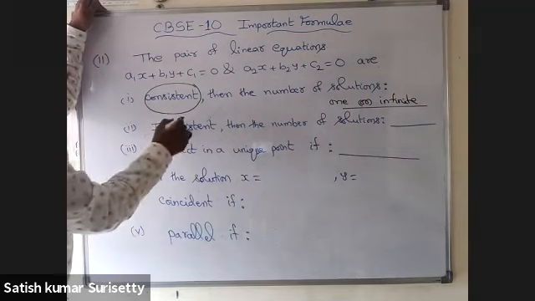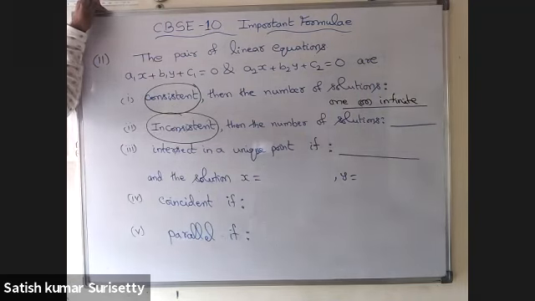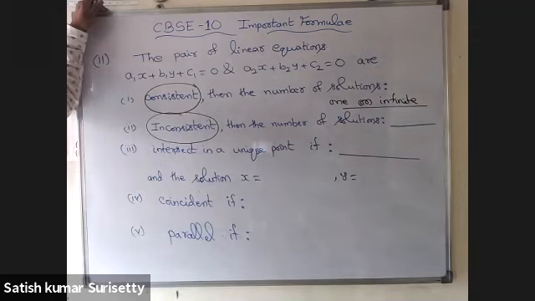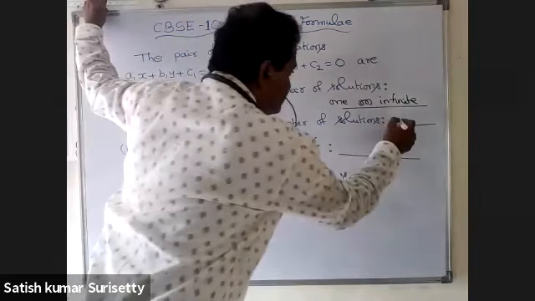Next, inconsistent. Now, what is the meaning of inconsistent? Inconsistent means there is no value of x satisfying both the equations. That means the number of solutions is 0.